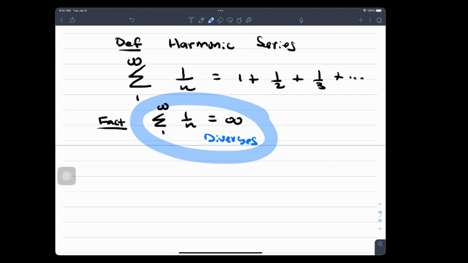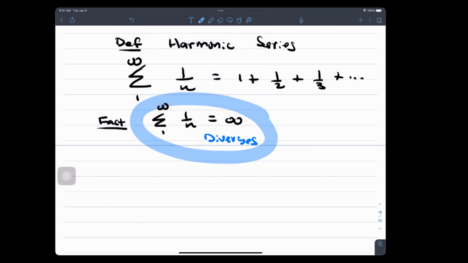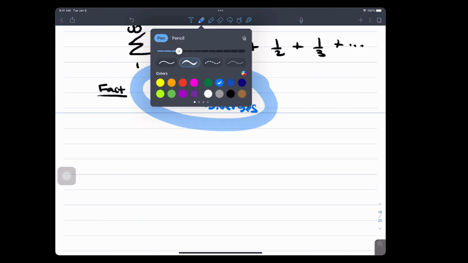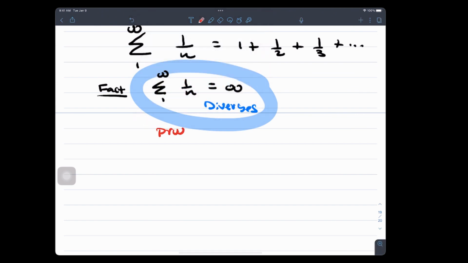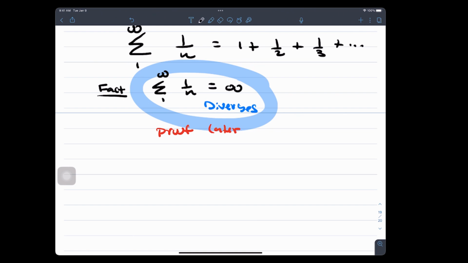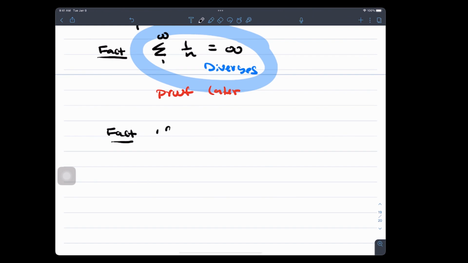Here's an example of a very simple series, called the harmonic series, and it diverges. Your book gives a proof, but I don't do it in this section 12.2. I prove it later. I'm going to write that down in our notes: proof, when? Later. We'll come back and prove that. But I want to give you an important fact, an important theorem that we're going to be using in this course.